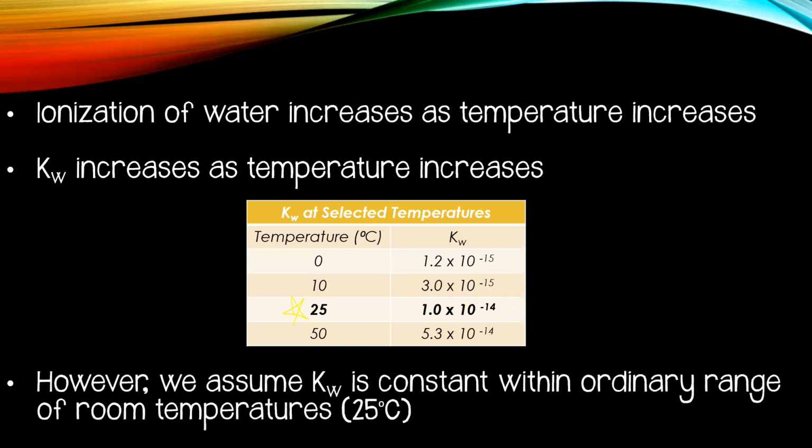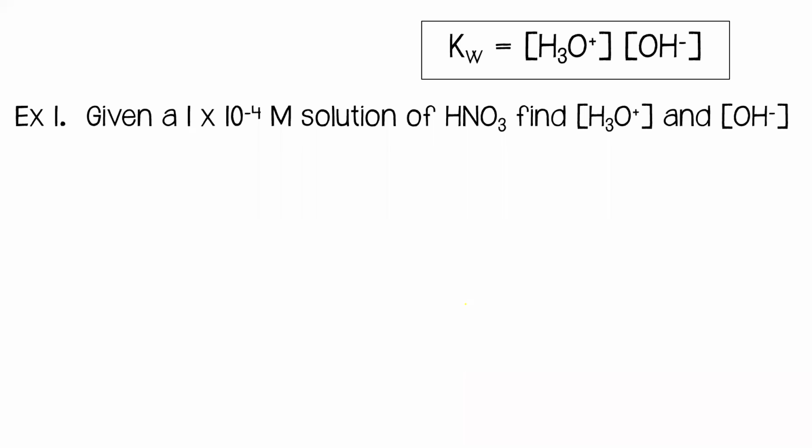We do assume, however, once again, that our Kw is within normal room temperature ranges, which on average is 22 to 27 degrees Celsius. It's easier just to say 25. So actually looking at some problems. Using this equation, our ionization constant for water, where the hydronium ion concentration is equivalent to the hydroxide ion concentration.